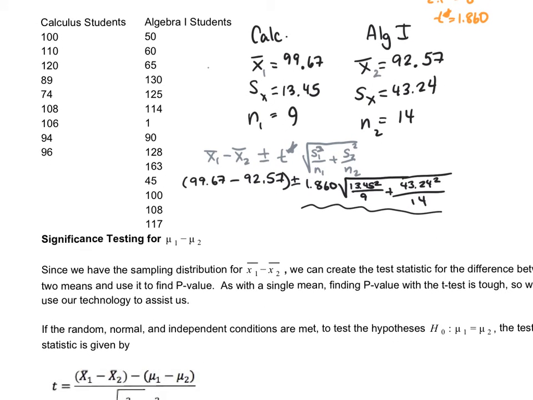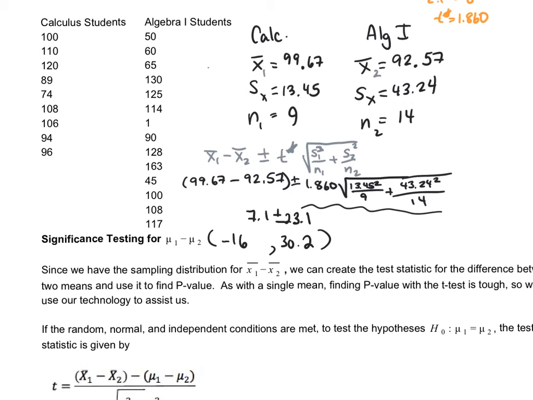So the first part is going to give me just 7.1. So this is 7.1 plus or minus, and then the 1.86 times the standard error is going to give me 23. Let's just go to 1 decimal. We'll say 23.1. So my interval, we'll have negative 16 to 30.2. So some pretty big differences in the mean. So we are 90% confident that the difference between the two parameters is between these two numbers.